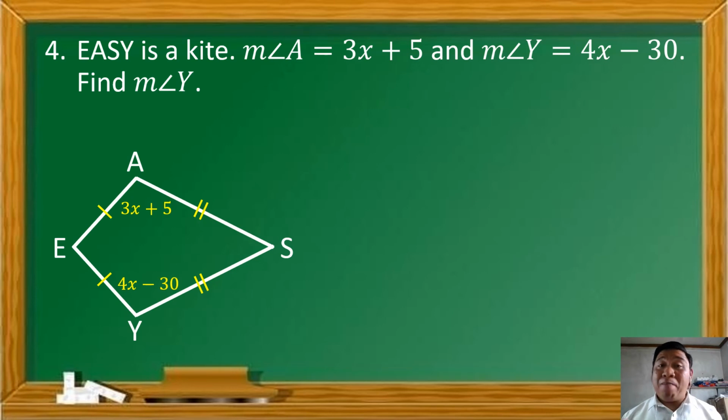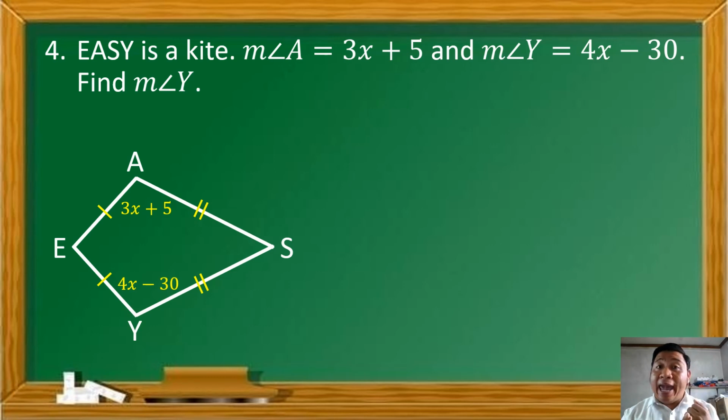Okay? Pero bago natin ma-solve yung measure ni angle Y, kailangan mahanap muna natin yung value ng ating variable, which is si x. Okay? Kasi hindi natin mahanap yung measure ni angle Y pag hindi pa natin alam yung value ng x. So, yun muna ang kailangan natin hanapin, yung value ng x. Alright? At paano natin masosolve ang value ng x? So, wala naman tayo ibang paraan para ma-solve ang value ng x, kundi gamitin yung mga information na available sa ating problem. At ano ba yung mga information na available?